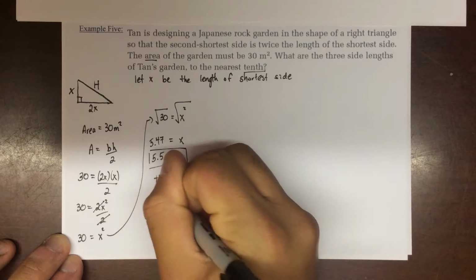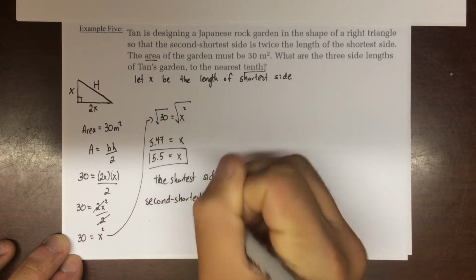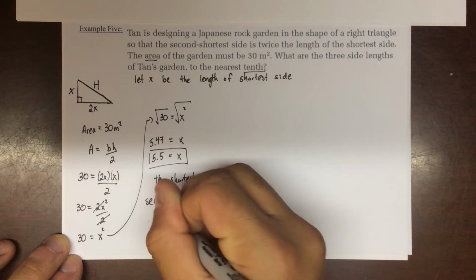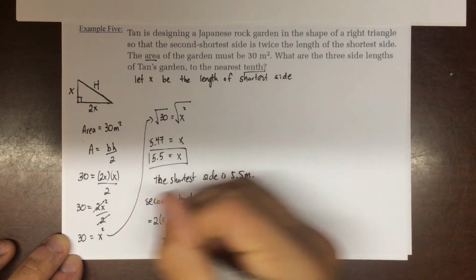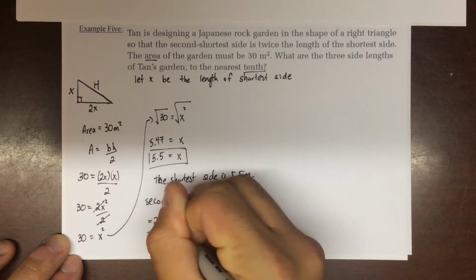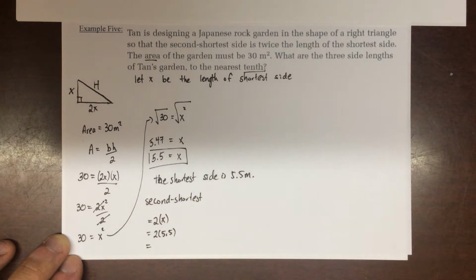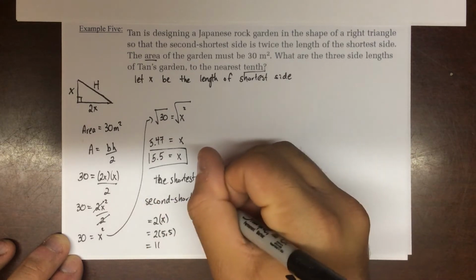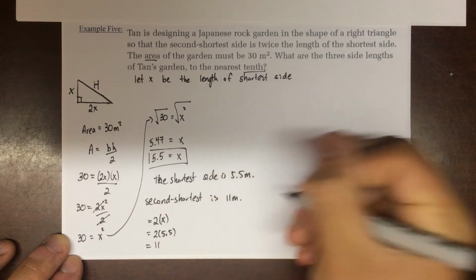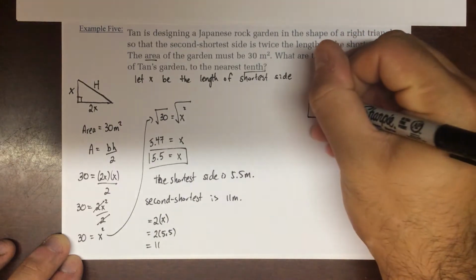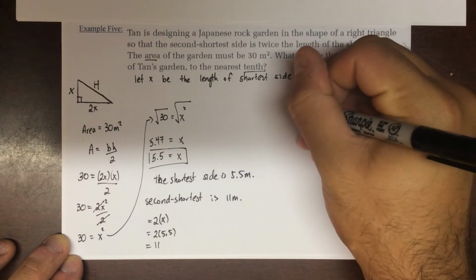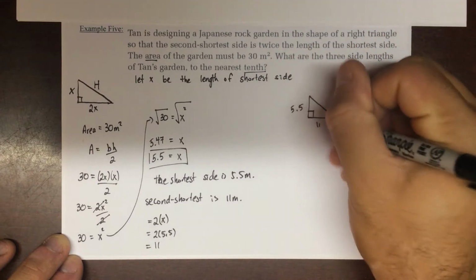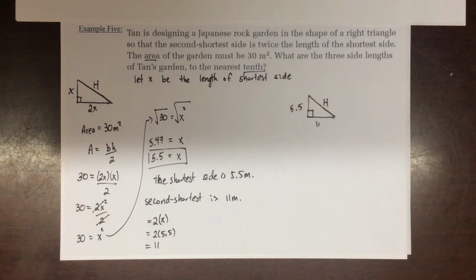Now we'll find the second shortest, which is 2 times x, or 2 times 5.5, which is 2 times 5.5 equals 11. The second shortest side is 11 meters. Let's do one more quick sketch here, and I can say this is 5.5, this is 11, and that's h. They want to know all 3 side lengths.